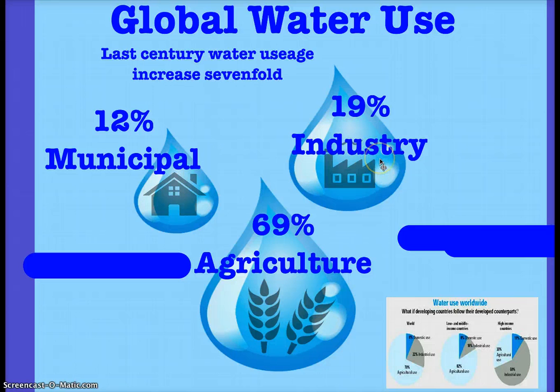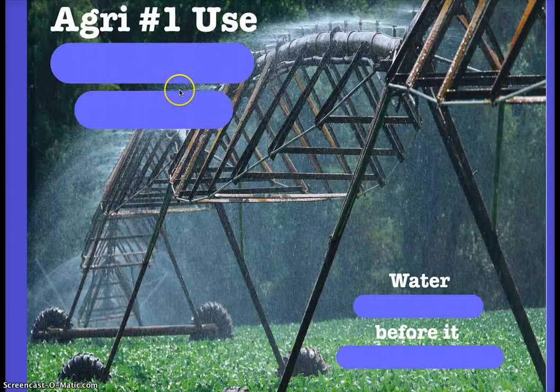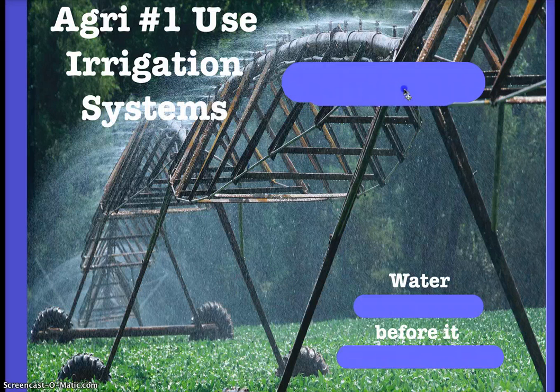So for industry, you want to add the word manufacturing of goods, because that's what an industry is, major factories, okay? Because they use water differently than home water use. We're going to dive into each one. So agriculture's number one use for water is for what? Watering plants. Watering crops, right, or plants.